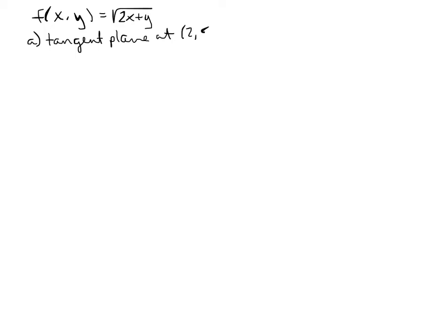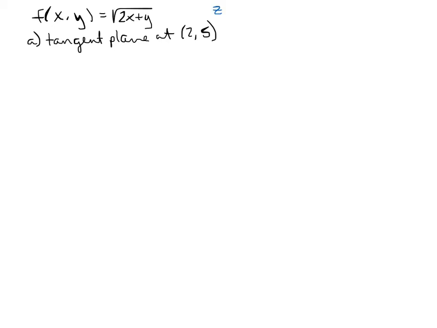Okay, so now for an example. Let's look at the function square root of 2x plus y. First, let's find the tangent plane at the point 2, 5. Now I'm going to write up here in the corner the equation for the tangent plane so that we can remember it.